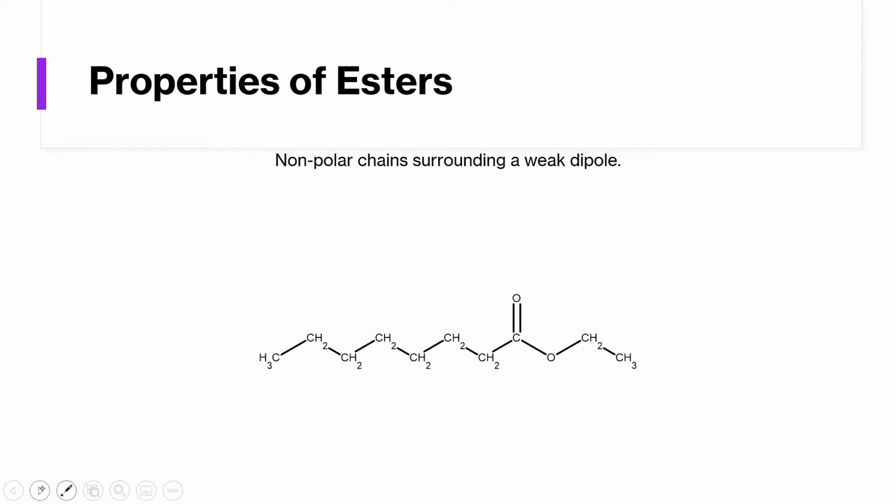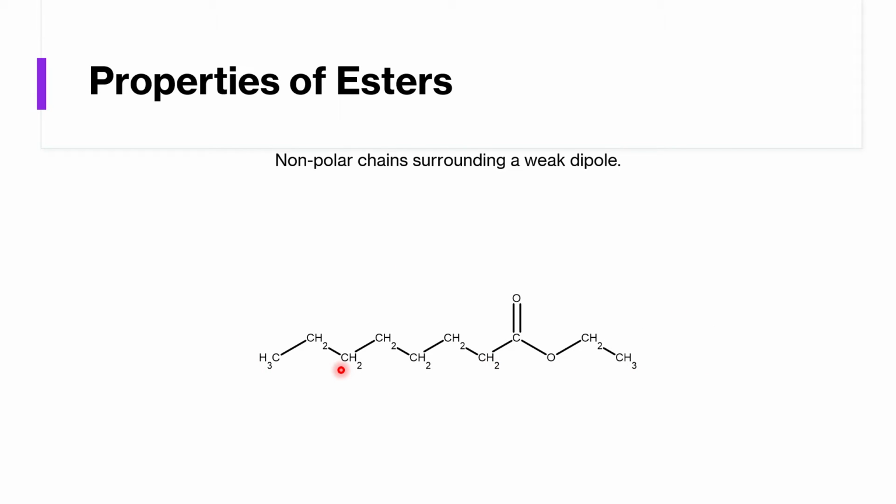When looking at properties of esters, what we need to be considering is 2 core things. We have big non-polar chains on either side of a functional group which has some weak dipoles. We have a dipole with our C double bond O, our carbonyl group, as well as our C single bond O. Both of those are weak dipoles. They will have some degree of polarity in some ways, but a lot of the time our esters have these big, long, non-polar chains.